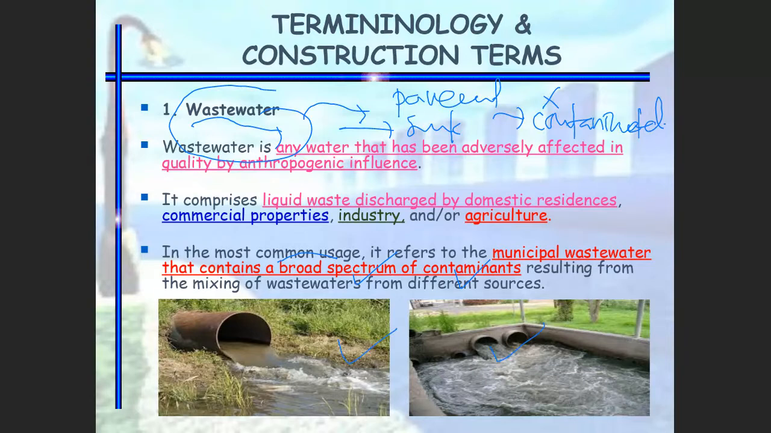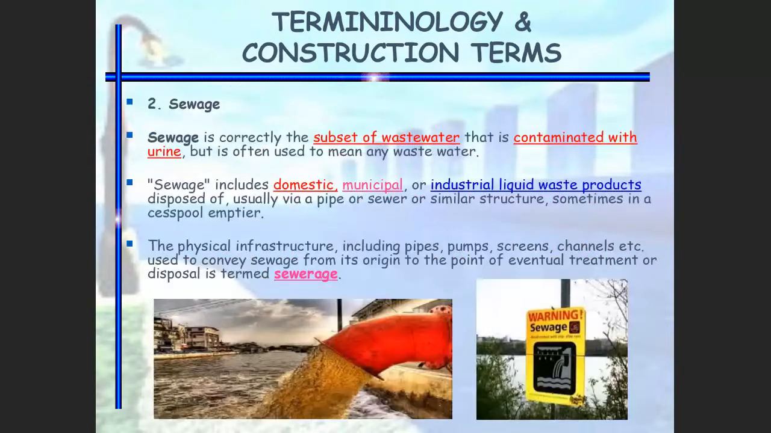Number two, sewage. Okay, so the term sewage correctly means a subset of the wastewater. But when we talk about sewage, this is contaminated with urine. Examples of sewage include domestic or maybe industrial liquid waste products, or maybe something that you see in the toilet bowl. That is for you to easily understand.